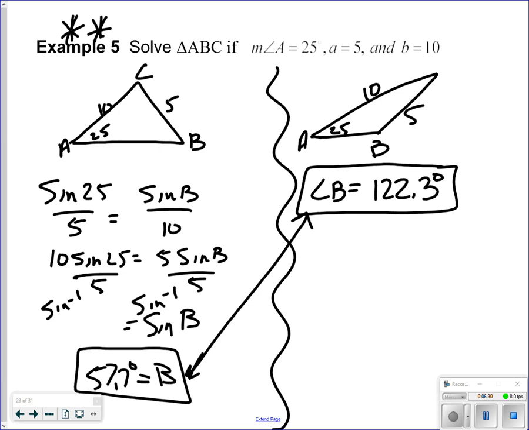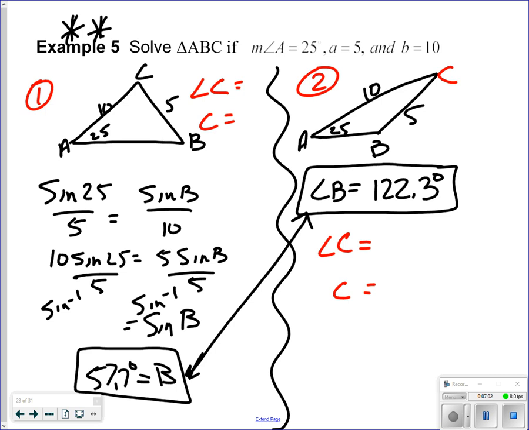You are literally going to scroll down here, and I'm going to do everything for this picture over here using angle B as being 57.7, and I'm going to do everything over here using angle B as being 122.3. So I'm going to try to find angle C and side C over here, and angle C and side C over here. So again, one picture, the other picture. We'll call this one picture 1, picture 2. All right, so triangle 1.